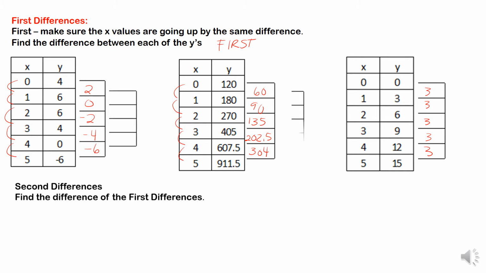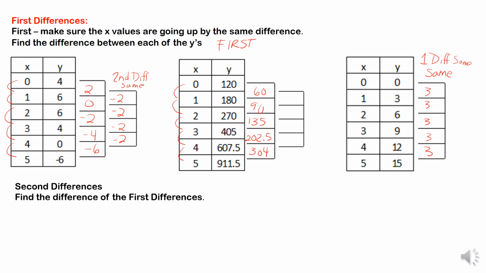Okay, so now what they want you to do is find the second differences. We don't need to find the second differences down here because they're already the same. So now 2 to 0 is negative 2, 0 to negative 2 is negative 2, negative 2 to negative 4 is negative 2, and negative 4 to negative 6 is negative 2. So these are our second differences, the same. Okay, and in this case our first differences were the same.